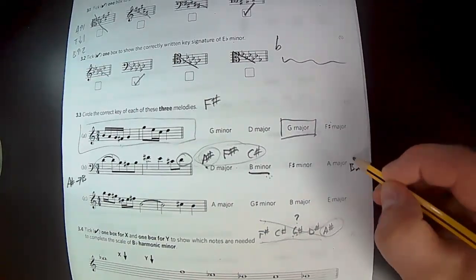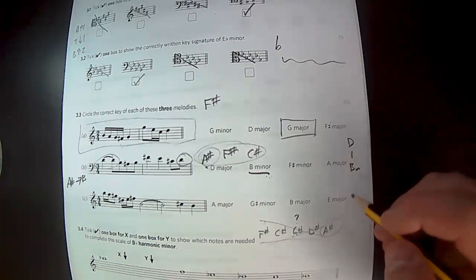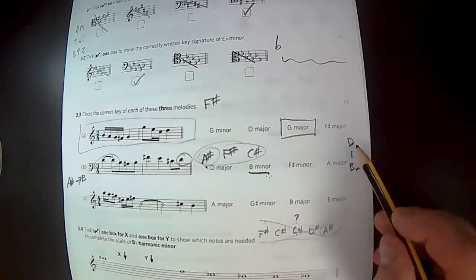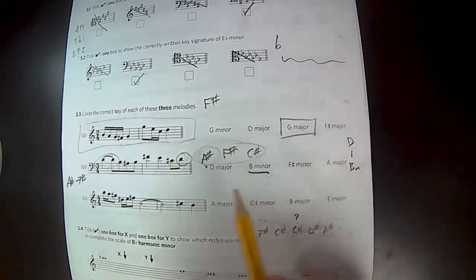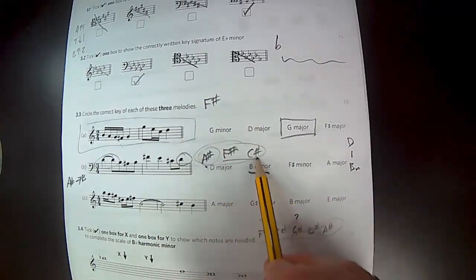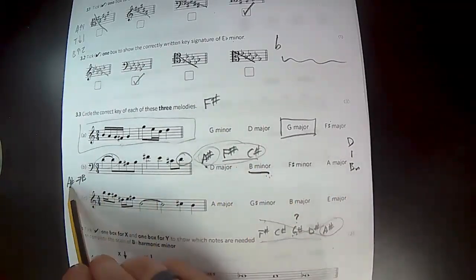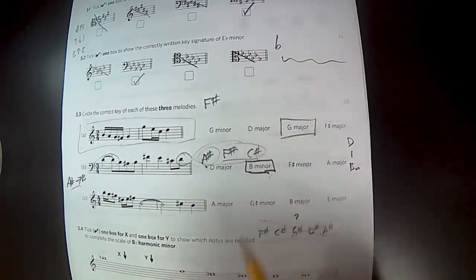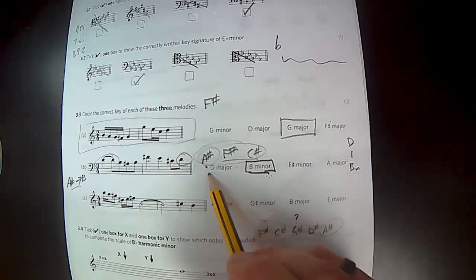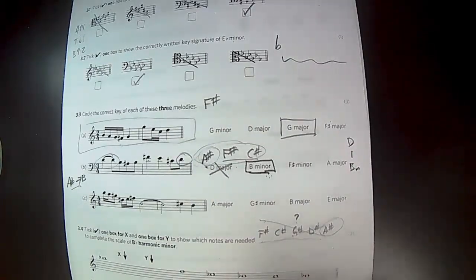B minor and D major. Both B minor and D major share the same key signature of 2 sharps, F sharp and C sharp. B minor has F sharp and C sharp, and also a raised 7th, which is A sharp. So B minor is our answer. It can't be D major because the A sharp isn't explained.